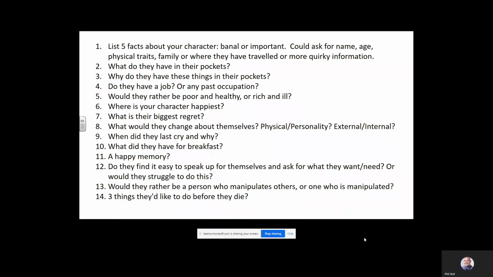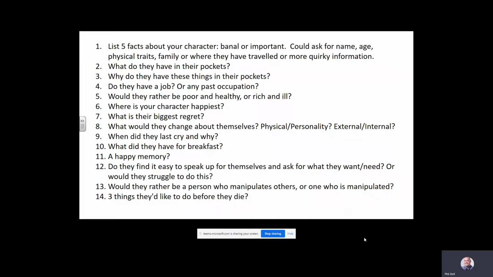Okay, so number one, facts about your character. It says list 5. You can list more than 5. You can make a big list and start to trim it. So you can make possible decisions, some of which you will not stick with. So do number 1 now, then come back to the video.